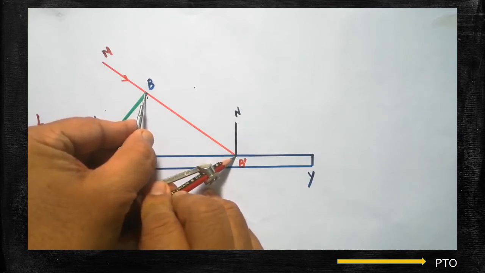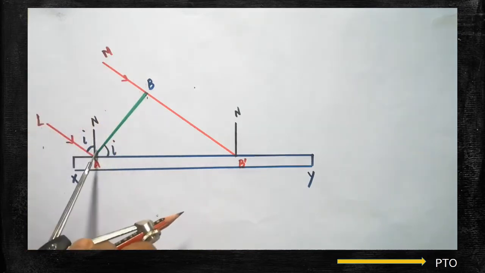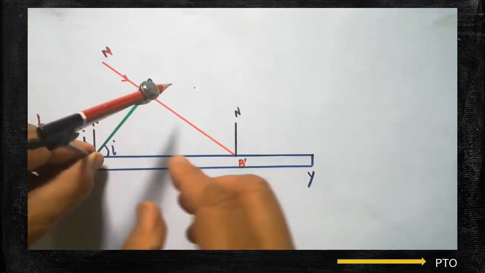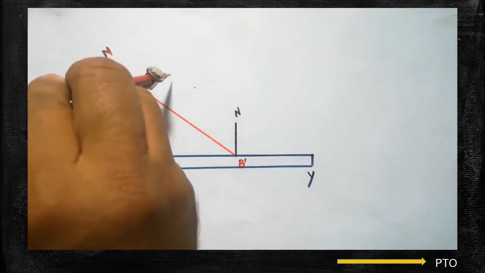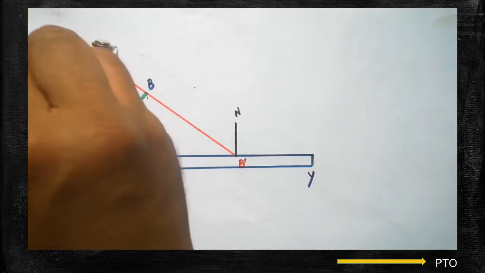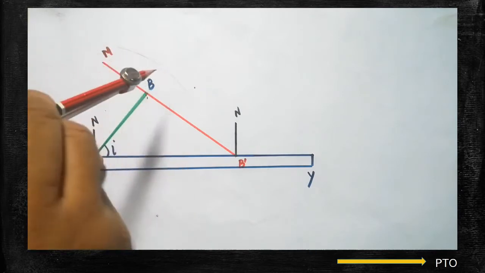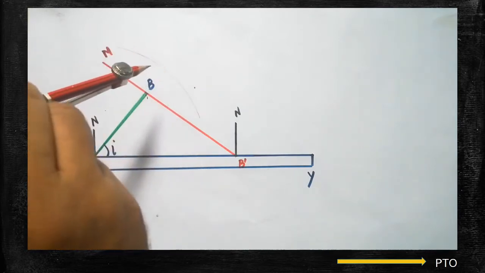This distance B dash must be taken in the compass, and this point must be kept exactly at A, and after that what you have to do? You have to draw the arc like this. Are you clear? This is the method of finding the distance.